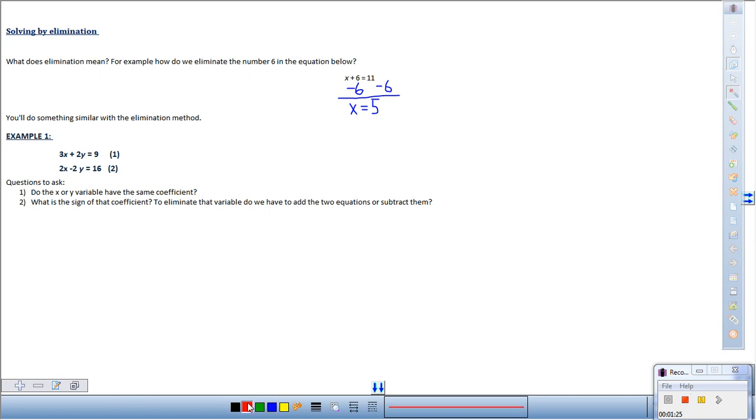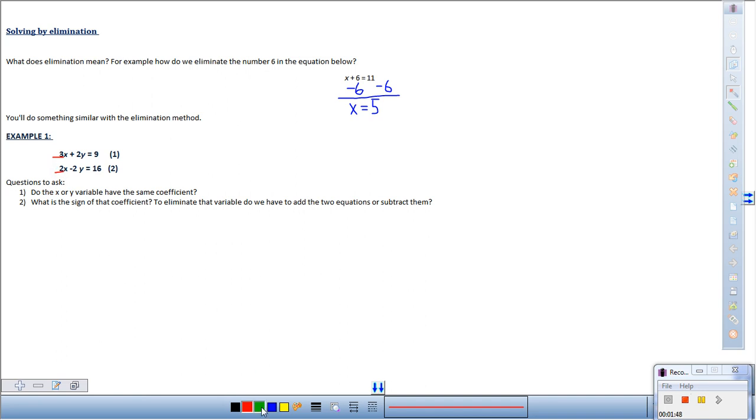The coefficient for x in the first equation is 3. The coefficient for x in the second equation is number 2. If I would add the two equations, I would get more x. I would get 5x. If I would subtract the two equations, I would still be left with 1x. It wouldn't eliminate it completely.